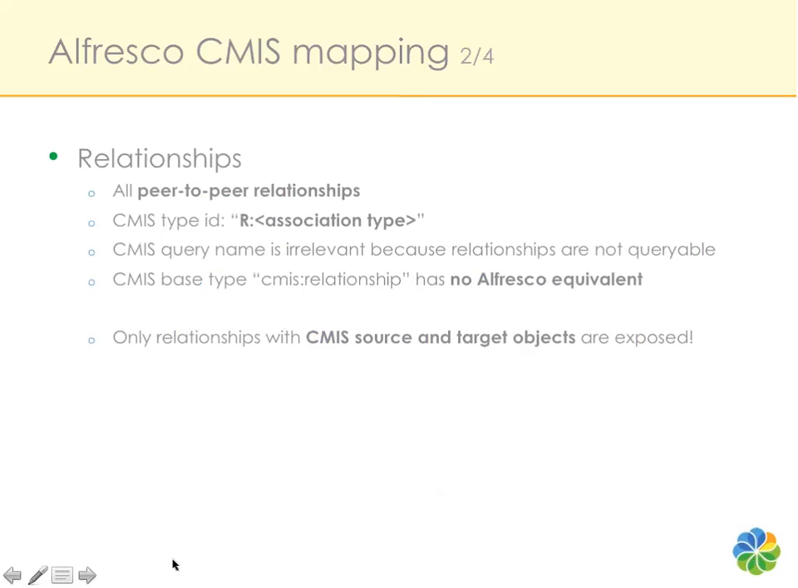What's sometimes confusing is that although all peer-to-peer relationships are exposed, some relationships don't seem to be visible. The reason is that we only expose relationships where the source and the target types are actually CMIS types. So if you have a relationship or an association that points to an object that is not mapped to CMIS, the whole relationship will not be visible.